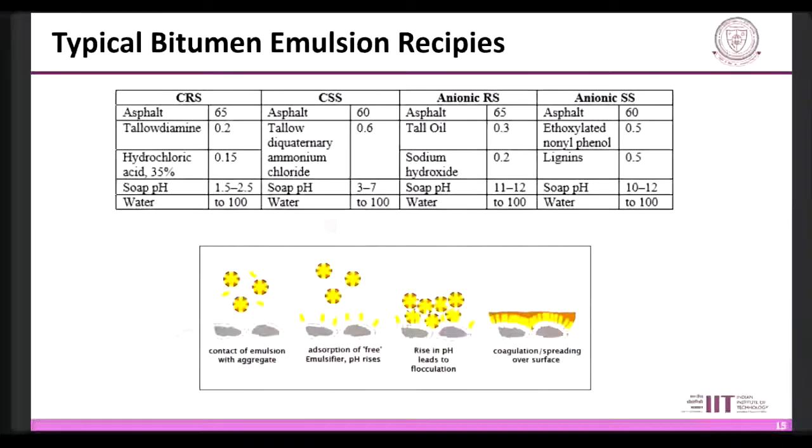And for the anionic rapid setting, the asphalt content is again 65%, where the soap content you can see is around 11 to 12%. And for anionic slow setting, the soap content is also around 10 to 12%.